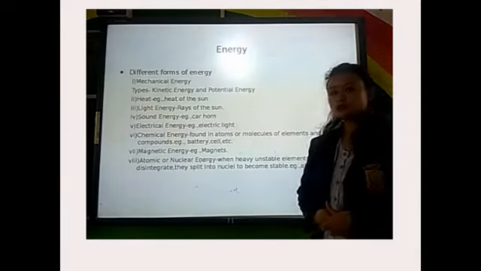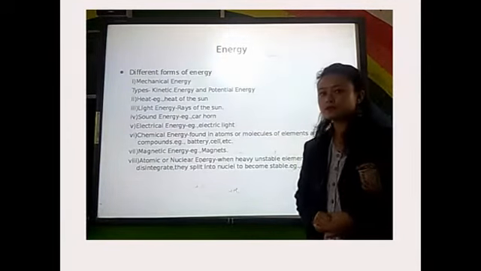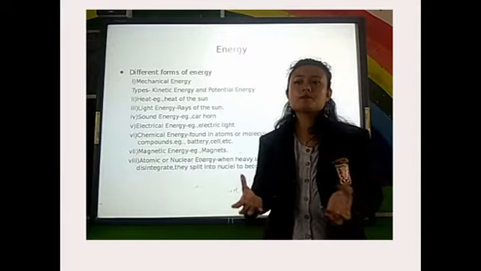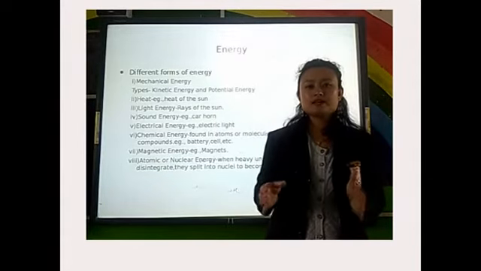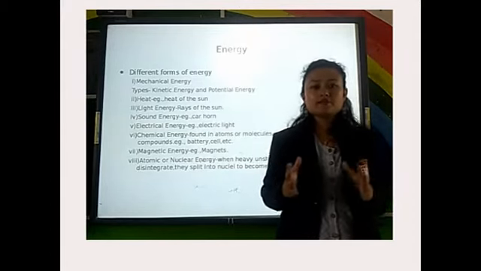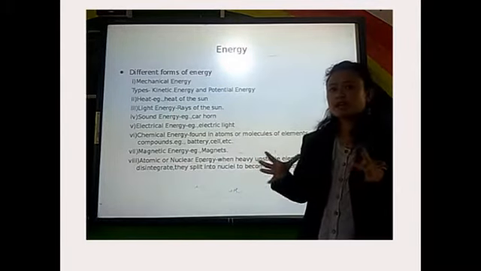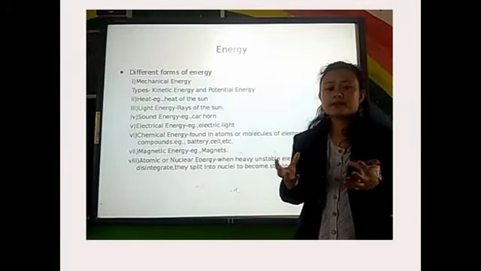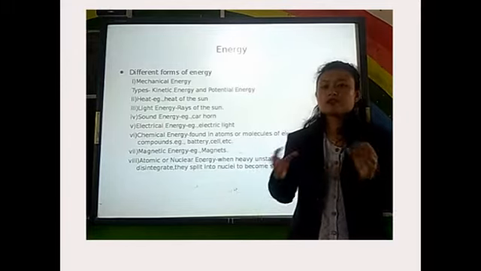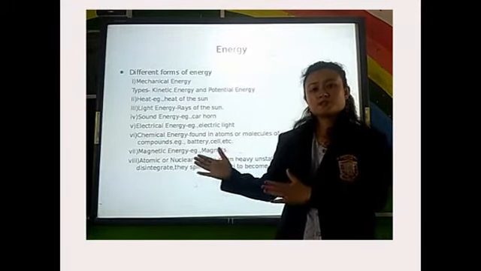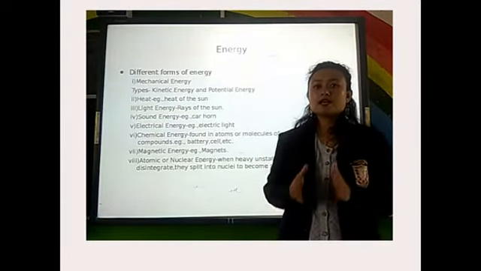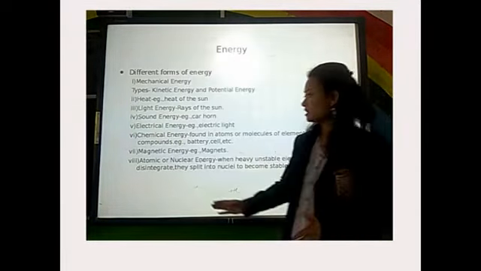The last form of energy is atomic or nuclear energy. Now some of the elements have a very high atomic number. For example, uranium. Uranium has the atomic number 92, which means it has a lot of protons and electrons, so its nucleus is heavy. When this heavy unstable element wants to stabilize itself, it disintegrates and breaks into different nuclei. When they split up into different nuclei to become stable, they release energy. And that energy is atomic or nuclear energy.